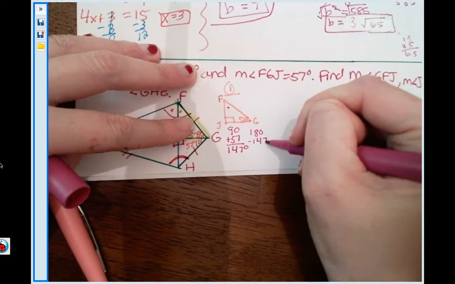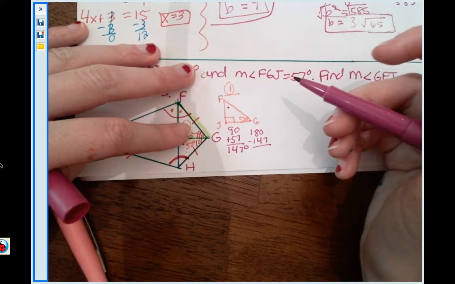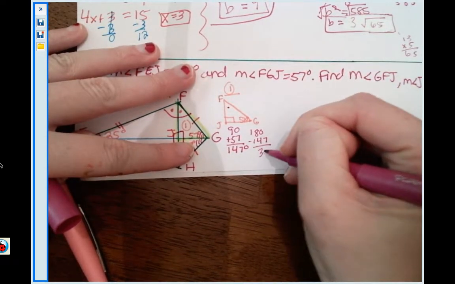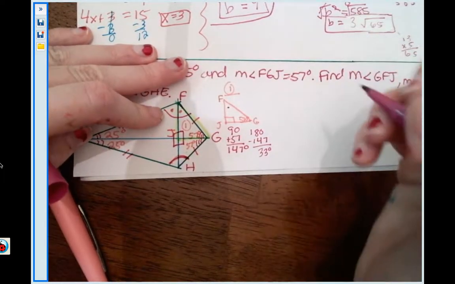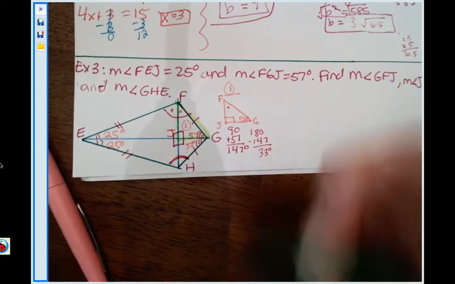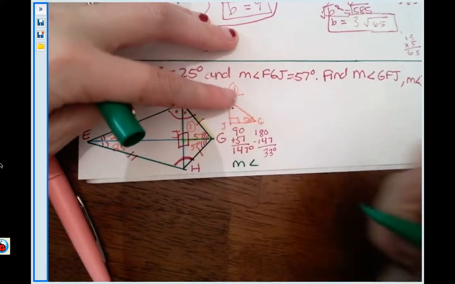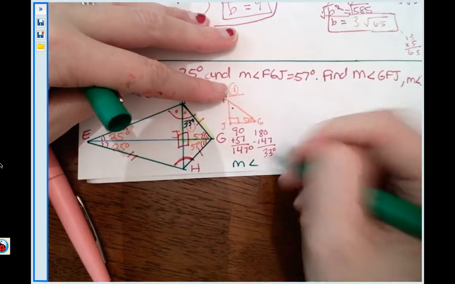So 180 minus 147, well, 180 minus 140 is 40. Minus 7 more gives me 33 degrees. Holy hot dog. So we know one of our angles. The measure of angle GFJ right here is 33 degrees. Yay. So this is 33 degrees.